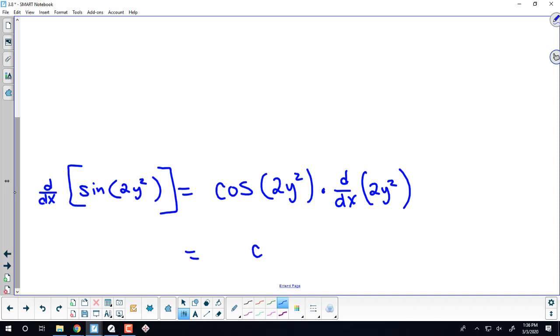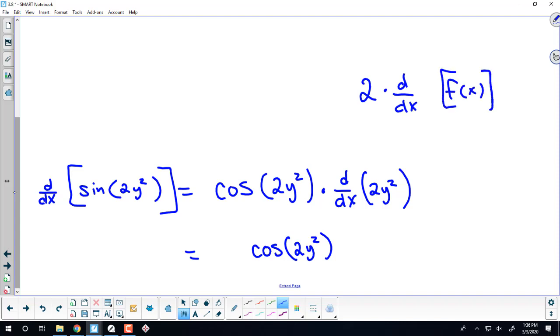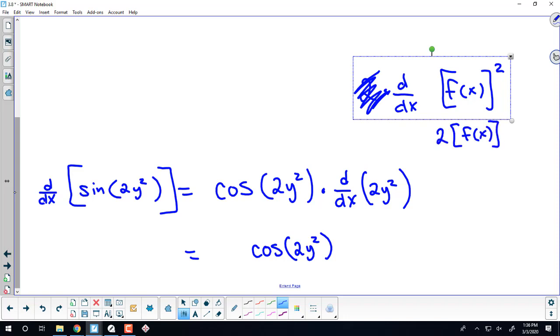So we have cosine of the quantity 2y squared. What's the derivative of 2y squared? 4y? What's 2 times the derivative of a function of x that's squared? We ignore the 2, it's just a constant. We take the derivative of the outer function, leave the inner function alone, and multiply by the derivative of the inner function. So the derivative of 2y squared should be 4y times y prime.